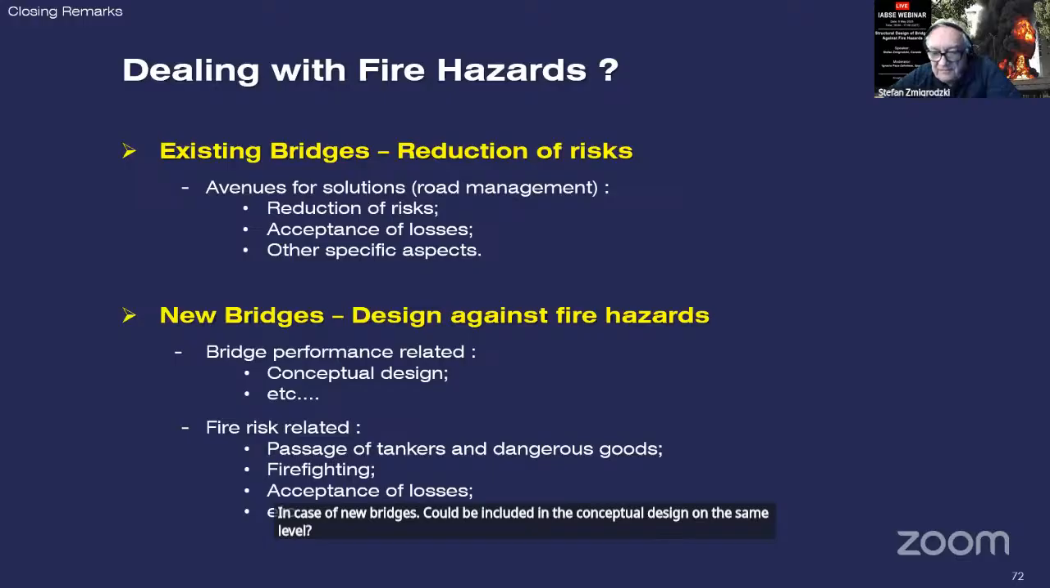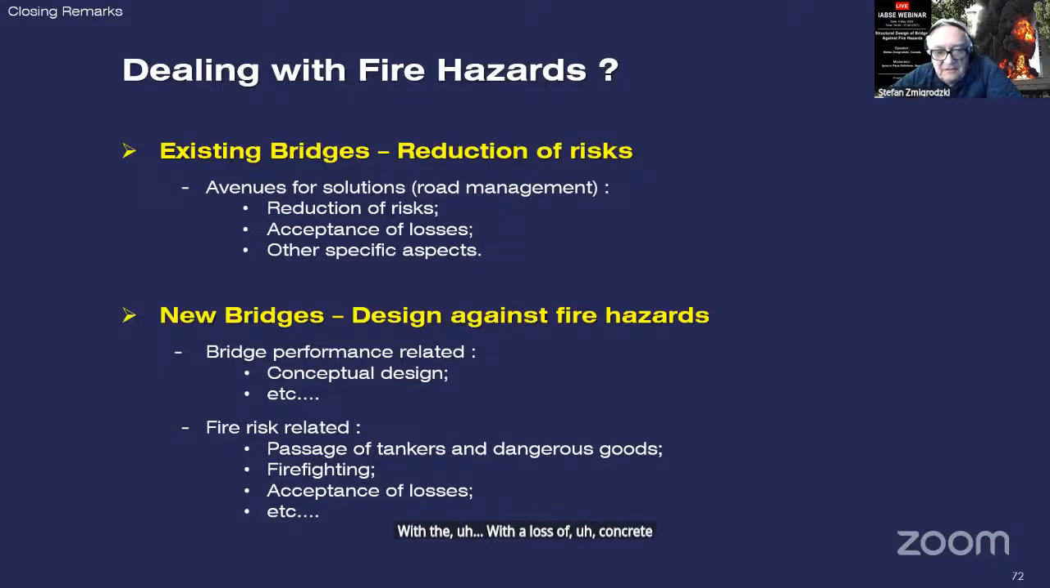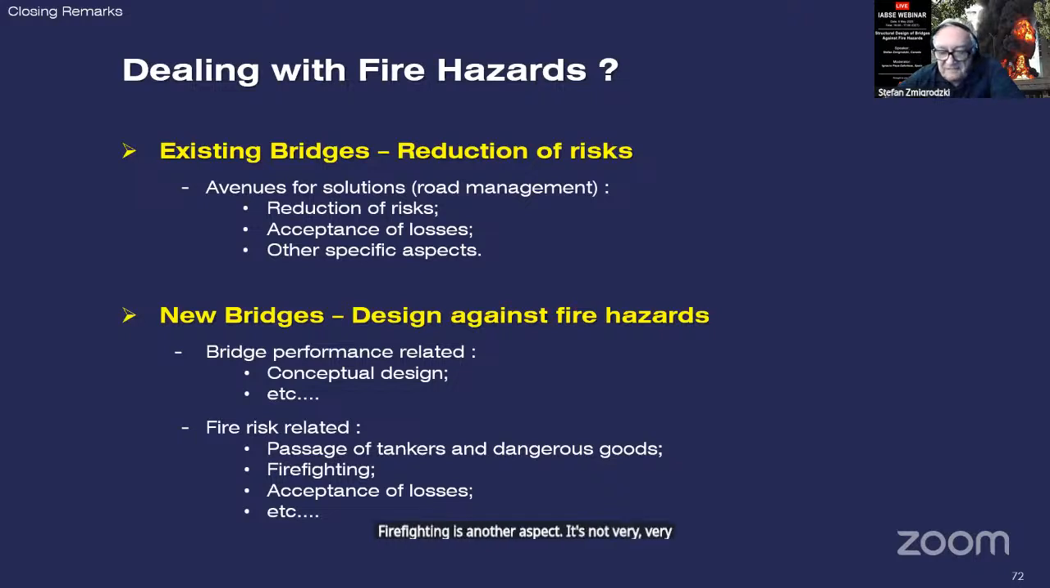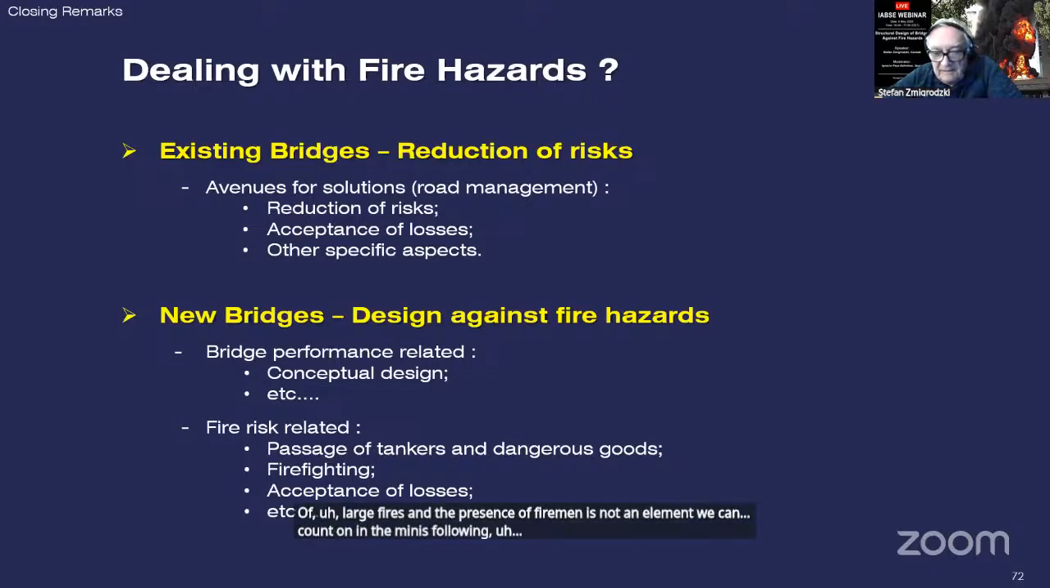We mentioned the bridge with the loss of concrete cover of the rebar, and assessment of the risk related to very, very high combustible loads represented by tankers of dangerous goods. Firefighting is another aspect. It's not very efficient in the case of large fires, and the presence of firemen is not an element we can count on in the minutes following the start of the fire, and that will be covered.